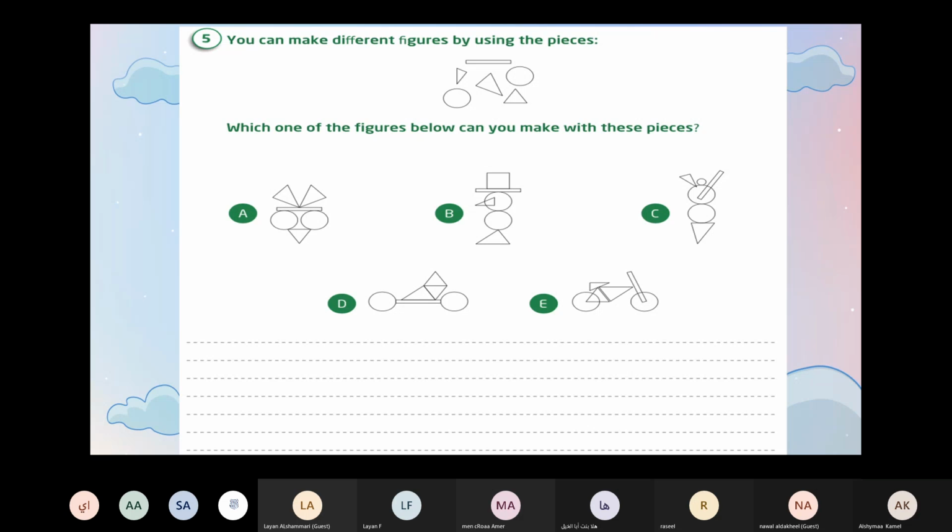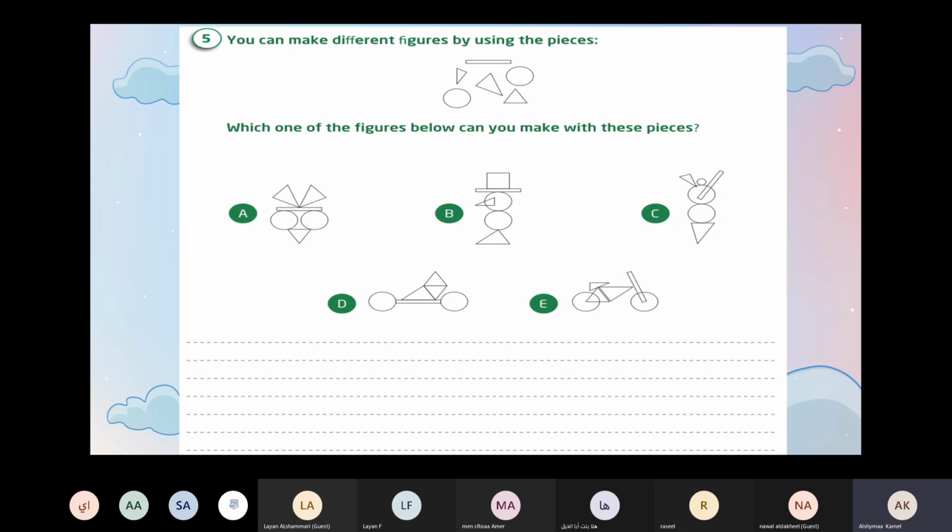Okay. Roa, read number 5. Okay, teacher. You can make different figures by using the pieces. Only these pieces with the same size, with the same shape. I'm supposed to make something like in this question with these pieces. I'm not supposed to add more or something. Yes, I understood.